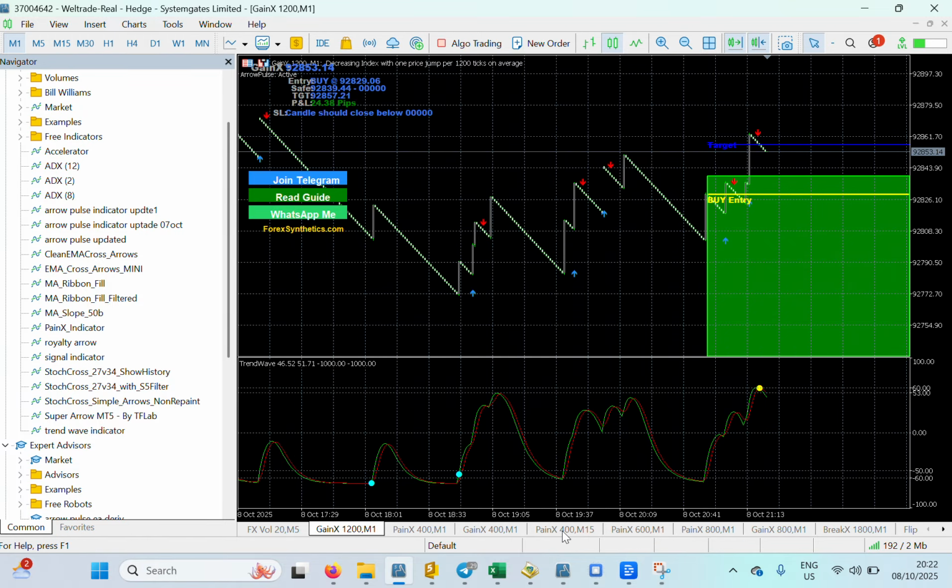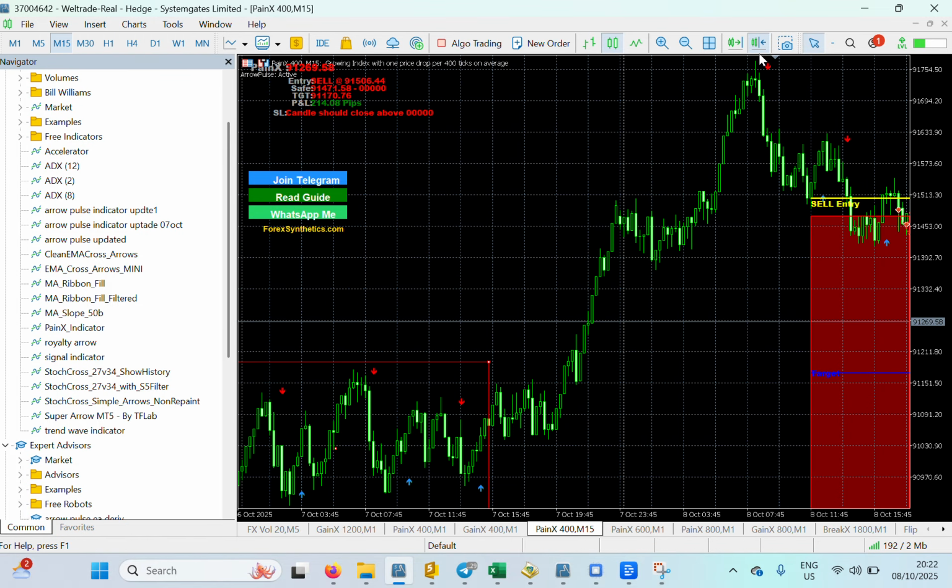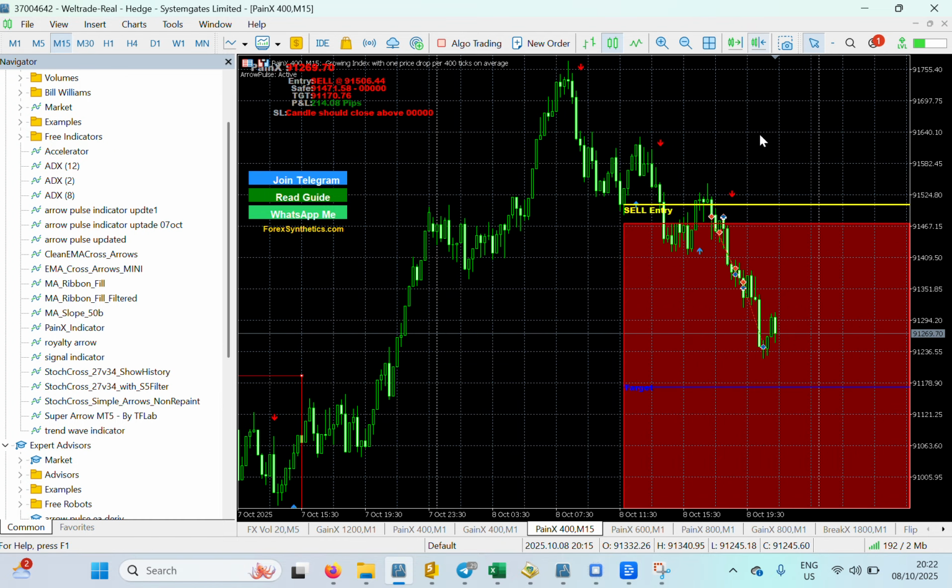For example, here on Gain 400, let's say you have entered a trade here. Just put your stop loss somewhere above this previous arrow. Okay, if there is no previous arrow, put a stop loss based on risk reward. Calculate how much the target is giving you, and then put the stop loss at half of that target, or maybe 20% of that target. Okay, no problem.